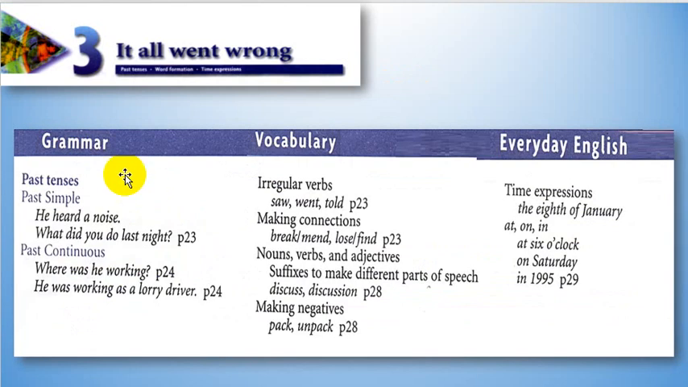In grammar, we will focus on the past tenses, the past simple tense and the past continuous tense. In vocabulary, we will talk about irregular verbs, adding suffixes to make different parts of speech, and how to make negatives. And in everyday English, we will talk about time expressions, how to say the dates, and the usage of at, on, and the prepositions with different time expressions.